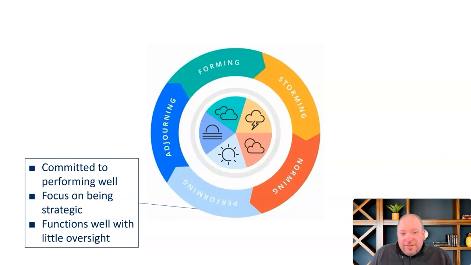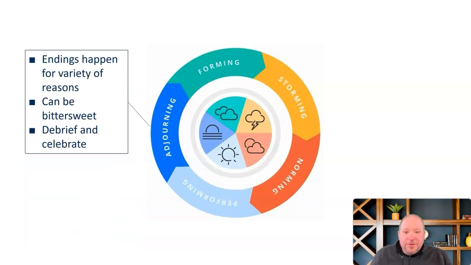Once you get into the performing stage, there's going to be very little outside structure or oversight needed, so outside interjection won't be necessary. The group will be able to do things well on their own. Eventually, the group is going to either time out or have performed their tasks, and you're going to adjourn. You're going to close things out and be done as a group.